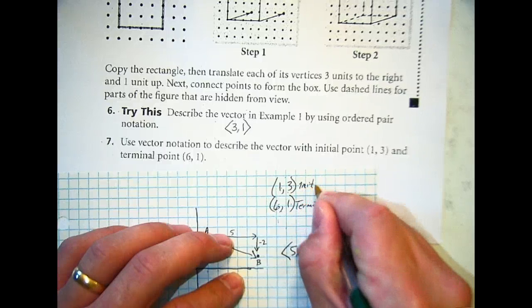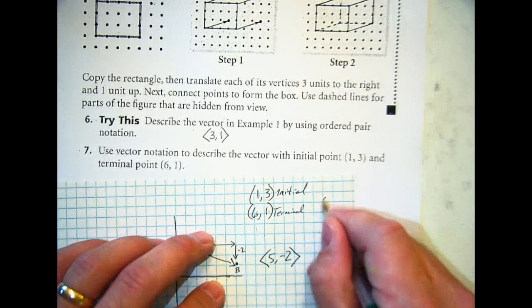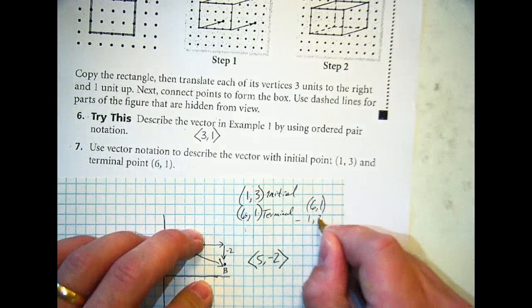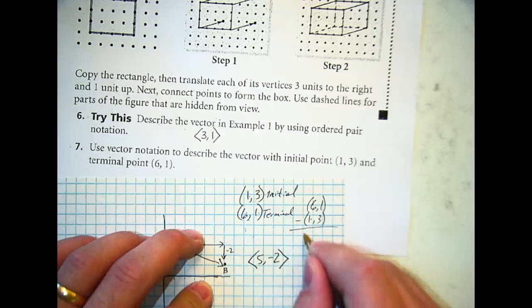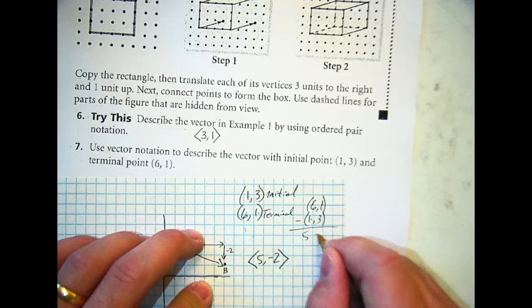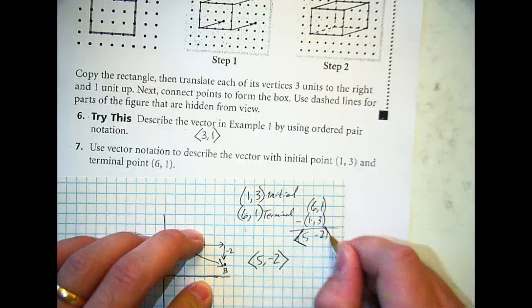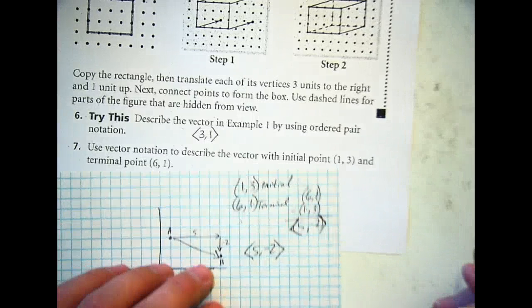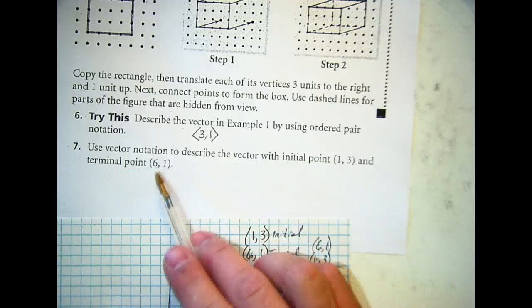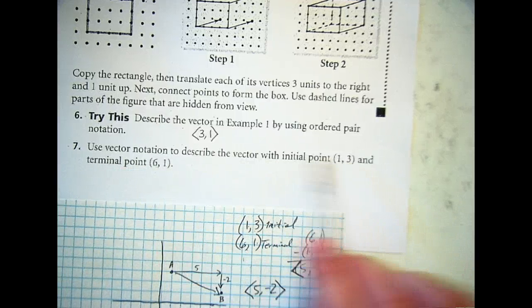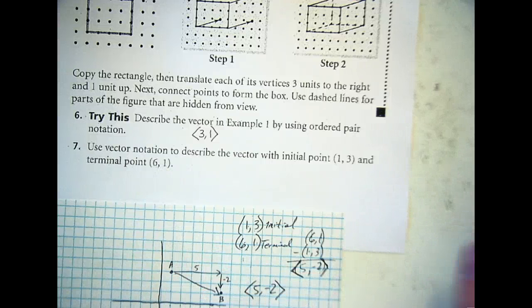Okay, so if I subtract these, if I would have said 6, 1, and then minus 1, 3, 6 minus 1 is my 5, 1 minus my 3 is negative 2. I've got it. So we want to put that in vector. That's kind of another route to go. Some of you just did it in your head there. You go, well, I know from 1 to 6 I'm going 5, and from 3 to 1 I have to go back or down 2. That's fine as well.